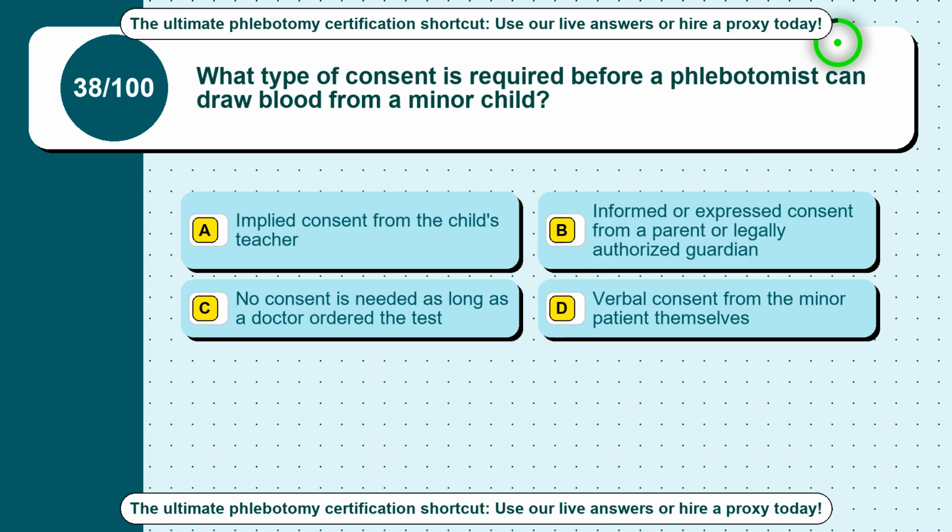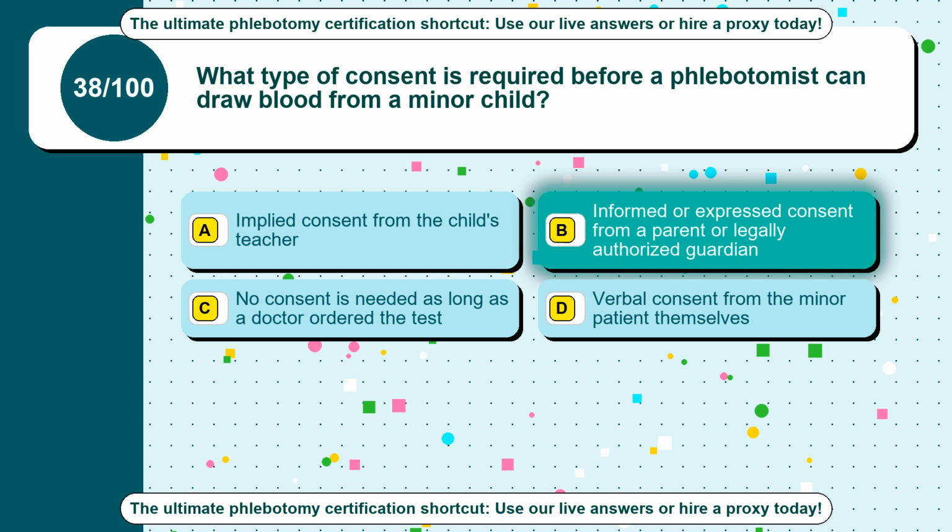Question 38. What type of consent is required before a phlebotomist can draw blood from a minor child? Option A. Implied consent from the child's teacher. Option B. Informed or expressed consent from a parent or legally authorized guardian. Option C. No consent is needed as long as a doctor ordered the test. Option D. Verbal consent from the minor patient themselves. The correct answer is option B. Informed or expressed consent from a parent or legally authorized guardian.